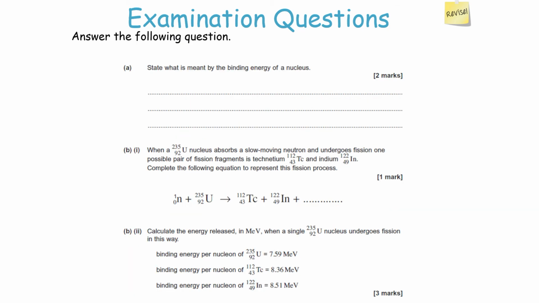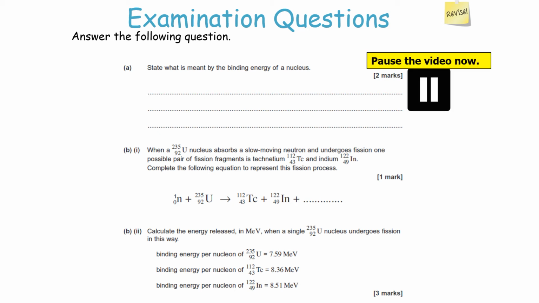Let's have a look at another question then. So, state what is meant by the binding energy of a nucleus, and then when a uranium nucleus absorbs a slow-moving neutron and undergoes fission, one possible pair of fission fragments is technetium and indium. Complete the following equation to represent this fission process, and then calculate the energy released in MeV when a single uranium nucleus undergoes fission in this way. So pause the video when you want to, and then when you want to go through the answers, unpause your video.